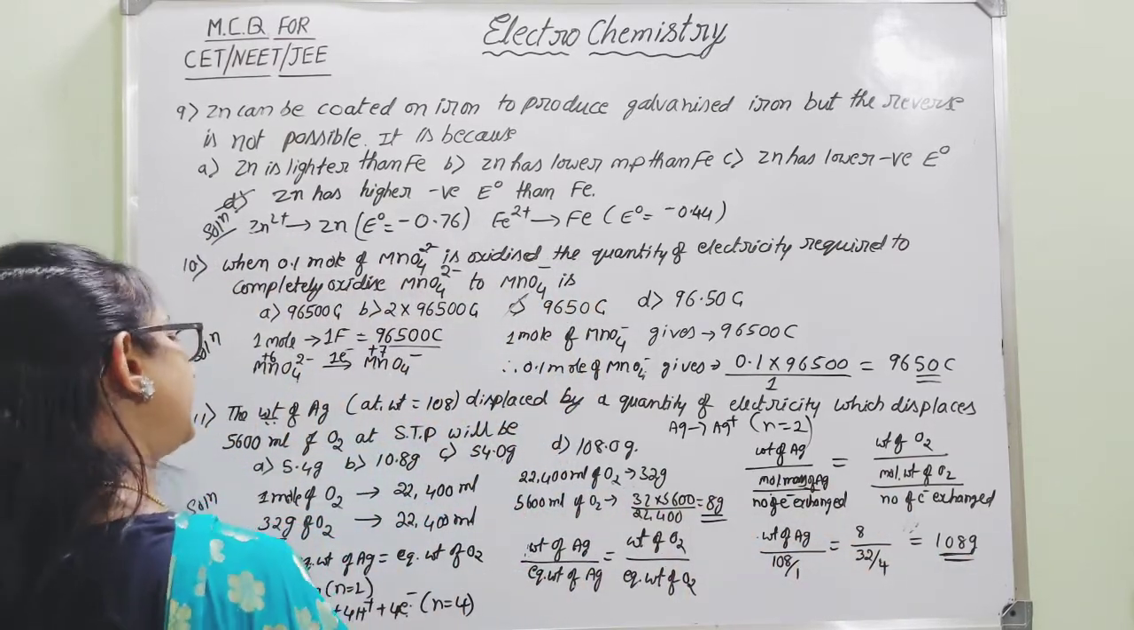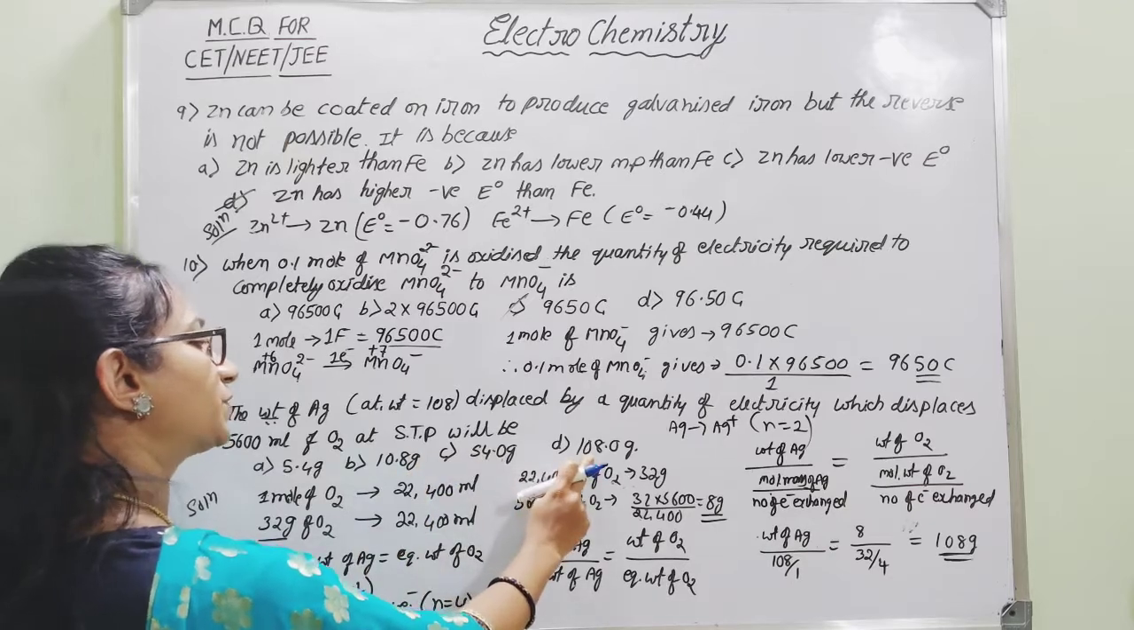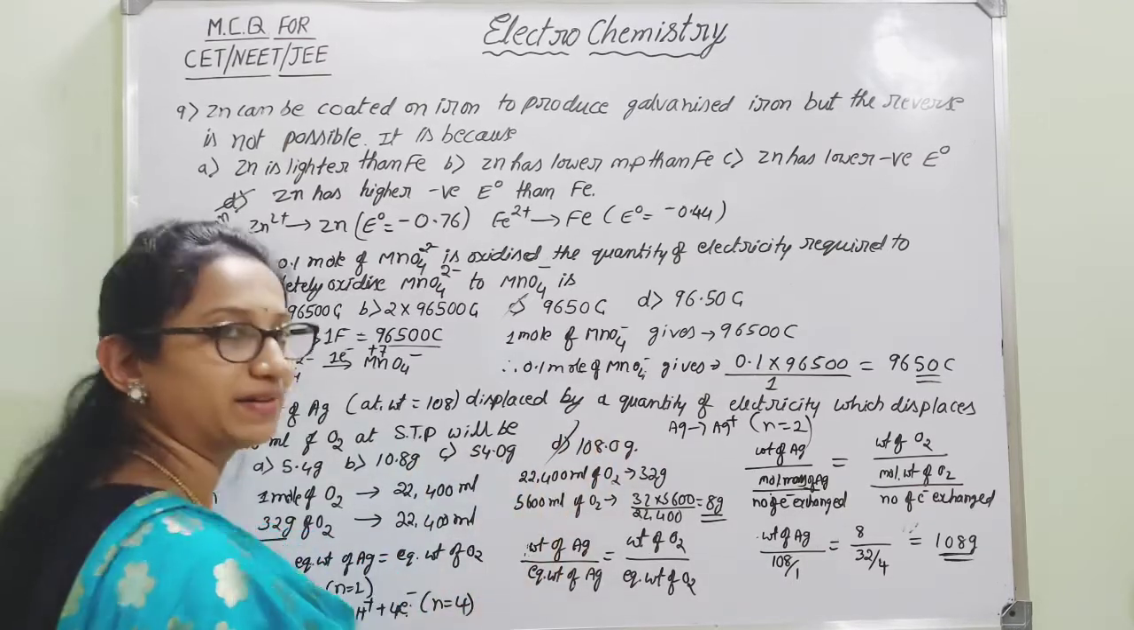Therefore, which is that right option? They have given option D, 108.0 gram. This is that right answer.